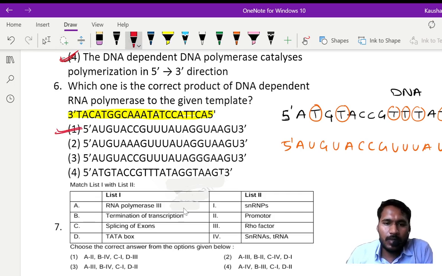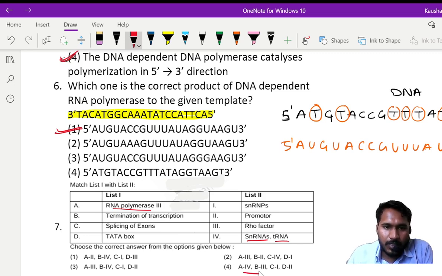Now, RNA polymerase 3. Again, this is a very important thing. You must remember this for your NEET examination. RNA polymerase 3 binds to snRNA, tRNA. Okay, correct. So A with 4. There is only one option, so you can go with it, but you check everyone. Now, if you find this 4, then you check B and 3.